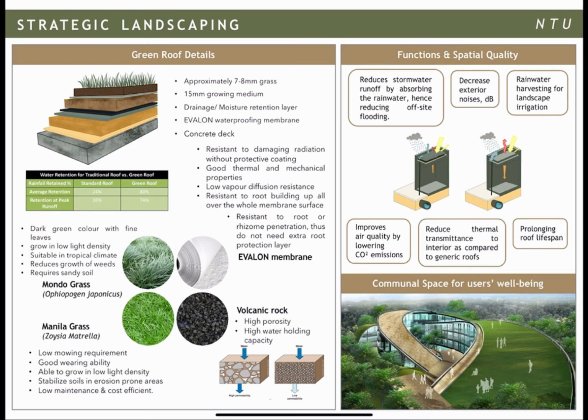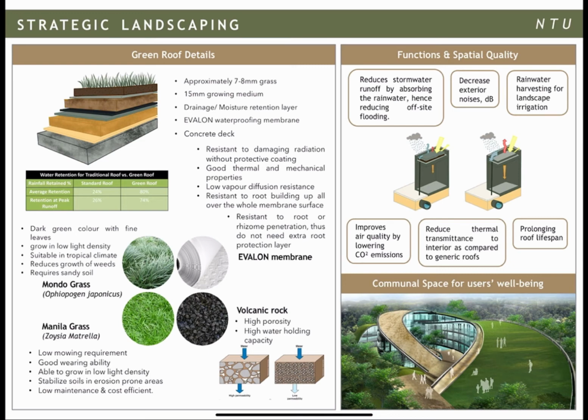The third one will be the Ebalun membrane. It is resistant to damaging radiations without protective coating, and it has good thermal and mechanical properties and low vapor diffusion resistance. The last one will be the volcanic rock. It has high porosities and high water holding capacity.